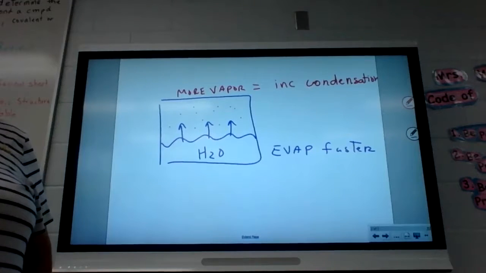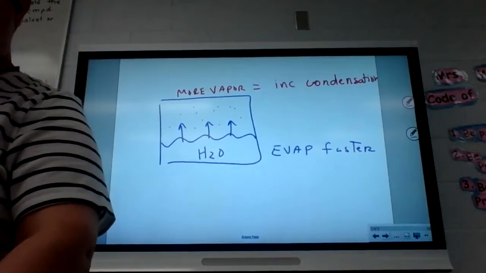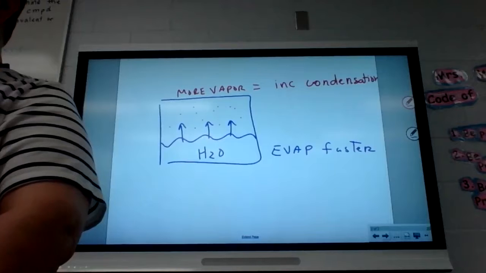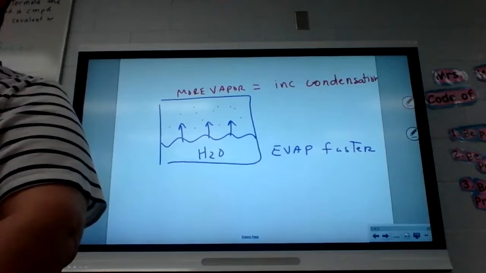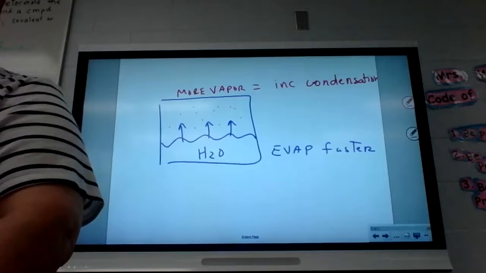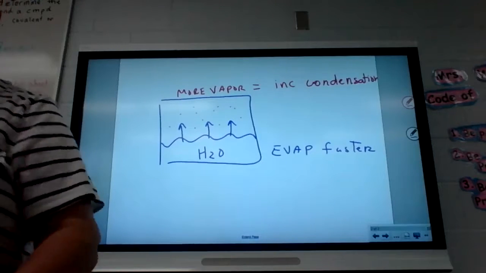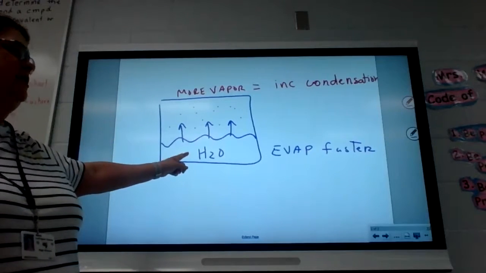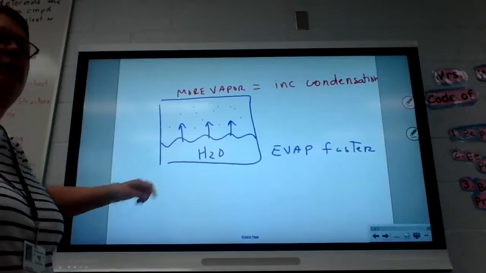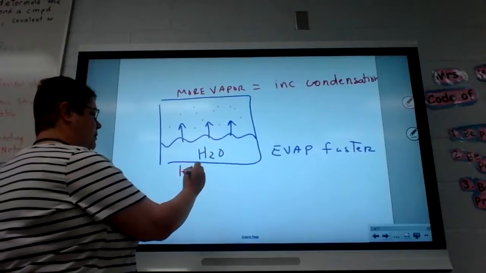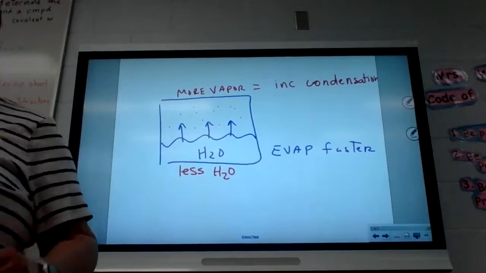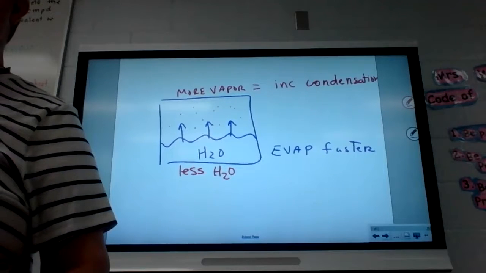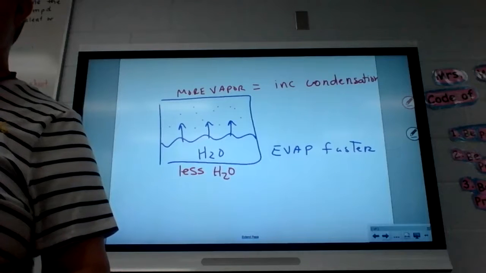Yes or no? Okay. So what happens to our final amount of vapor? Do we get more vapor or less vapor if we increase the temperature? We got more vapor. So if we got more vapor, what happened to our amount of water? It decreased. We have less water. So is the answer ever going to be the same? No. Nothing can stay the same.